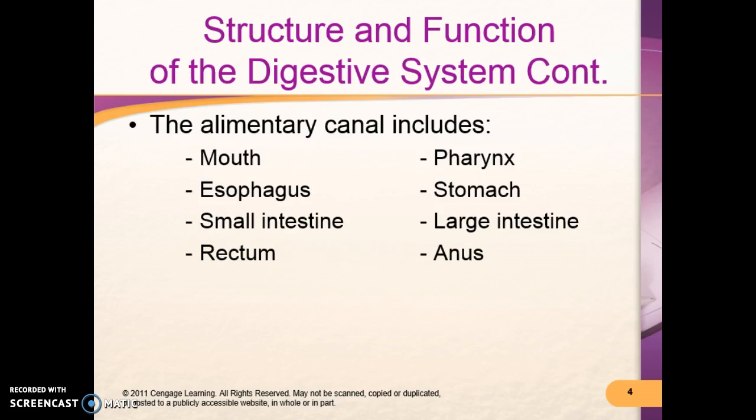So specifically, these are the different pieces of the digestive tract that we're going to be looking at. We start off at the mouth, and then we have the esophagus, the small intestines, the rectum, pharynx, stomach, large intestines, and the anus. And they actually go in order across, so mouth, pharynx, etc.